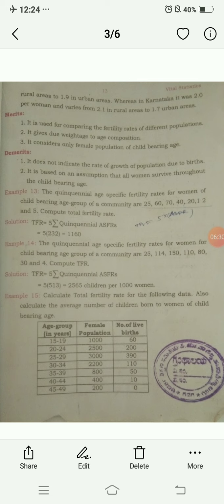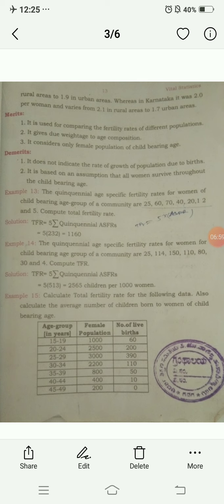So by using these data, we need to calculate the total fertility rate and the average number of children born to a woman. Now we are using the age groups, female population, and number of live births. We need to find the ASFR, the age specific fertility rate, by using the ASFR formula.